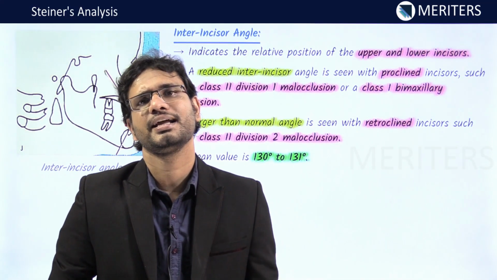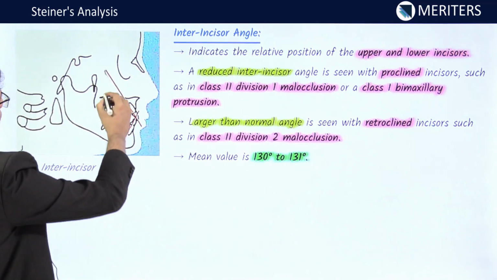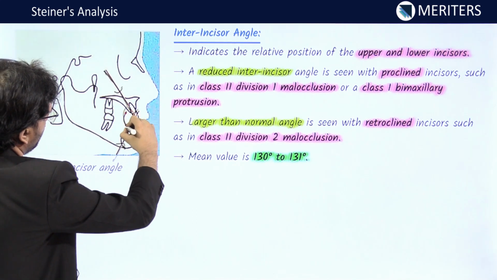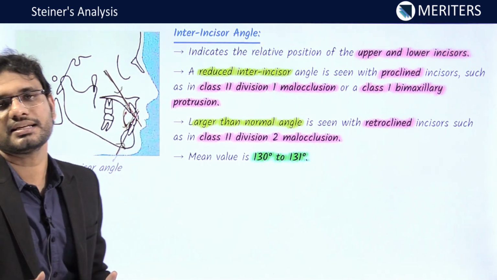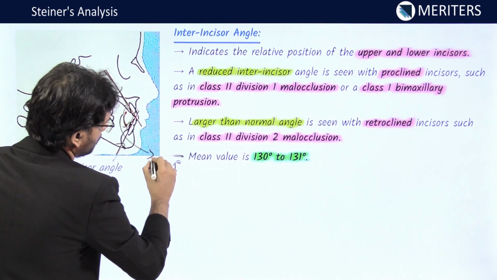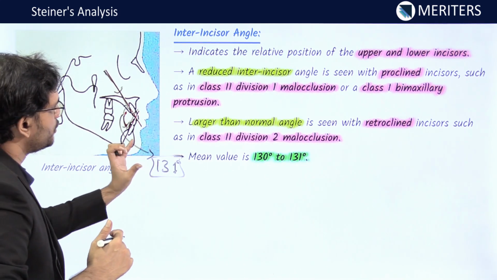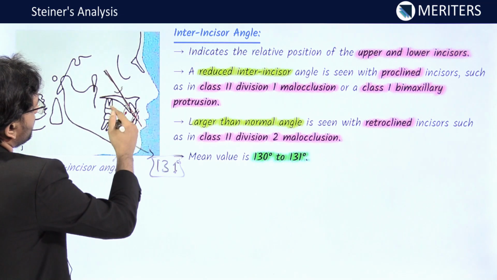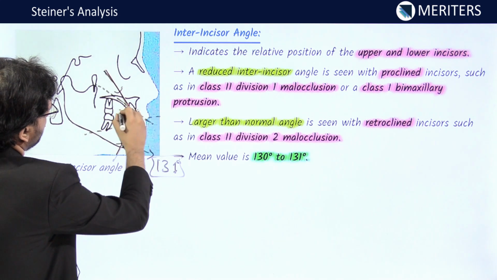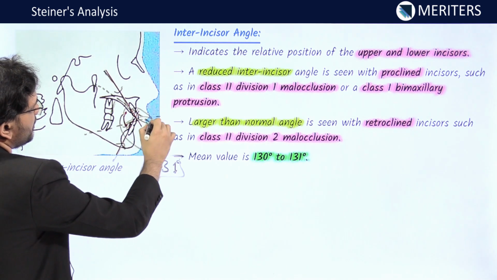Now the fifth parameter is the interincisor angle. As the name indicates, it is the angle formed between the upper and lower incisors. If we draw a line passing through the axis of the upper incisor and the lower incisor, there will be an angle formed, known as the interincisor angle. The mean value is around 130 or 131 degrees. If this angle decreases, it will look something like this, so there will be further proclination of the incisors.